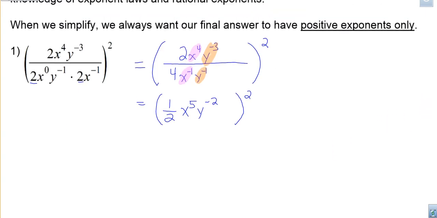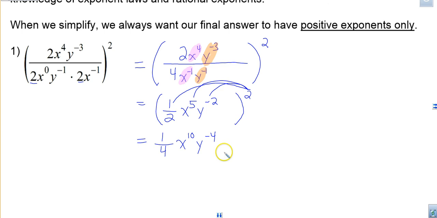Now, at this point here, I've fully simplified inside the brackets. Now I can go onto the outside, and everything will get this exponent of 2. So half to the power of 2 will be 1 over 4. So the exponent goes with the numerator, 1 squared is 1, and the denominator, 2 squared is 4. x to the power 5 to the power 2, multiply the exponents, is x to the power 10. And then y to the power negative 2 to the power 2, again multiply, y to the power negative 4.